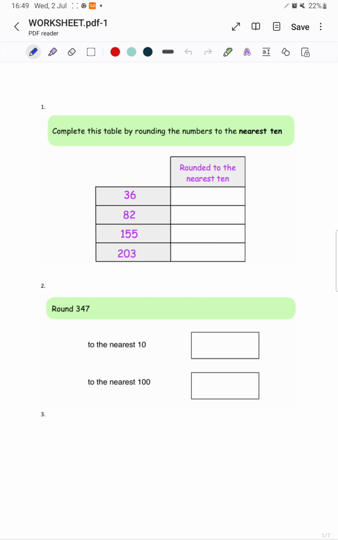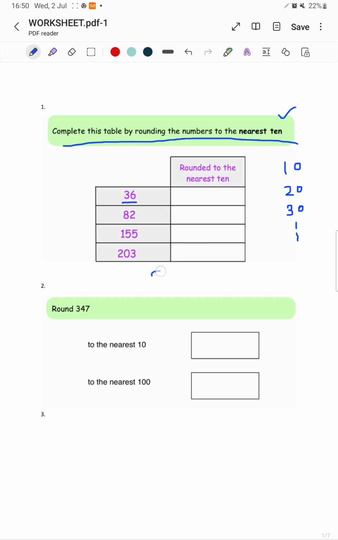Now in this particular video we are going to focus only on solving questions based on the rounding concept. The first question is: complete this table by rounding the numbers to the nearest 10. As I told you, when we round numbers to the nearest 10, the answer should come in the form of tens, like 10, 20, 30 and so on. So we have this number 36.